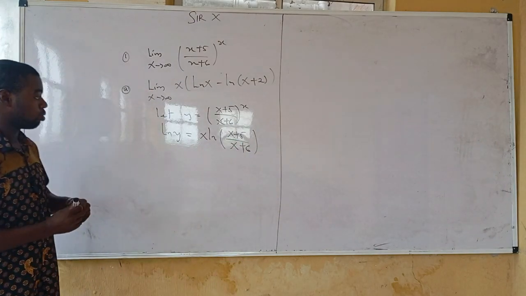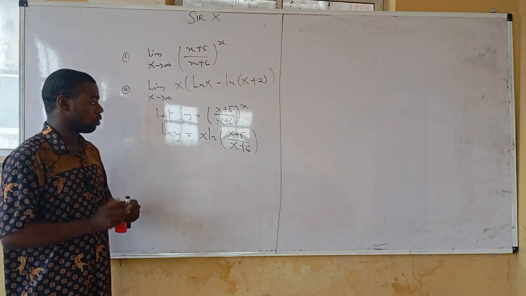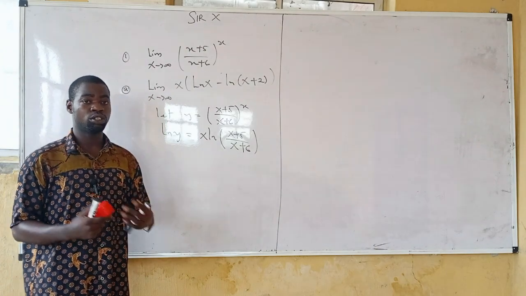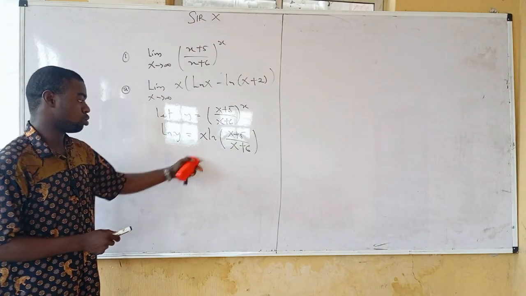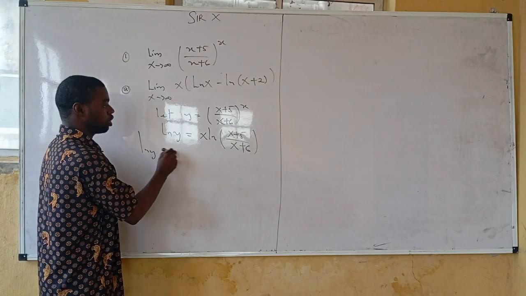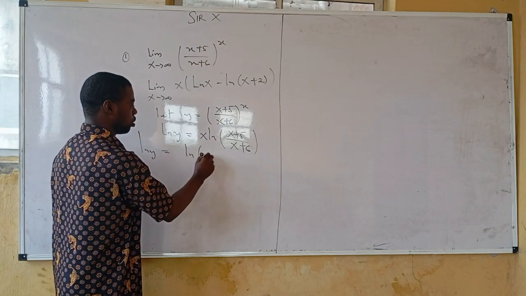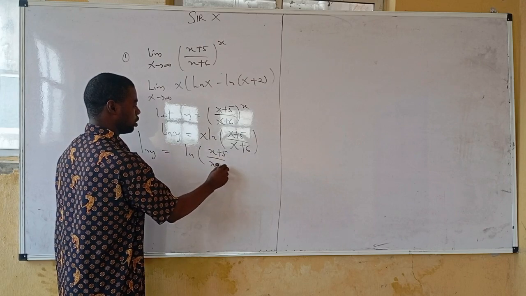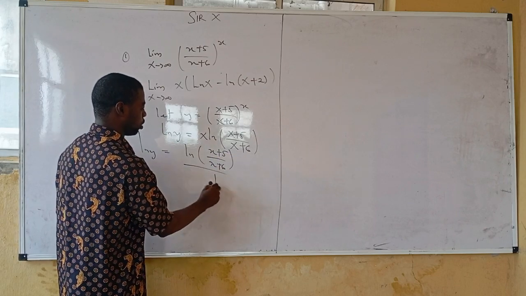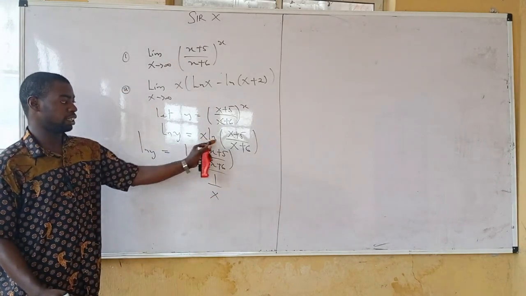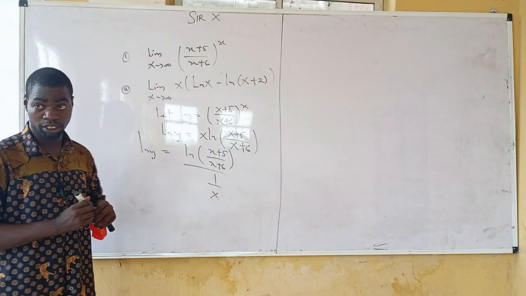Now, what we have here, we want to use our L'Hopital rule, but L'Hopital rule will actually not work for products. It only works for quotients. So we are going to make something out of this, and by that we'll get ln y equal to ln((x+5)/(x+6)) divided by 1/x. Of course, this is the same thing as x ln((x+5)/(x+6)).